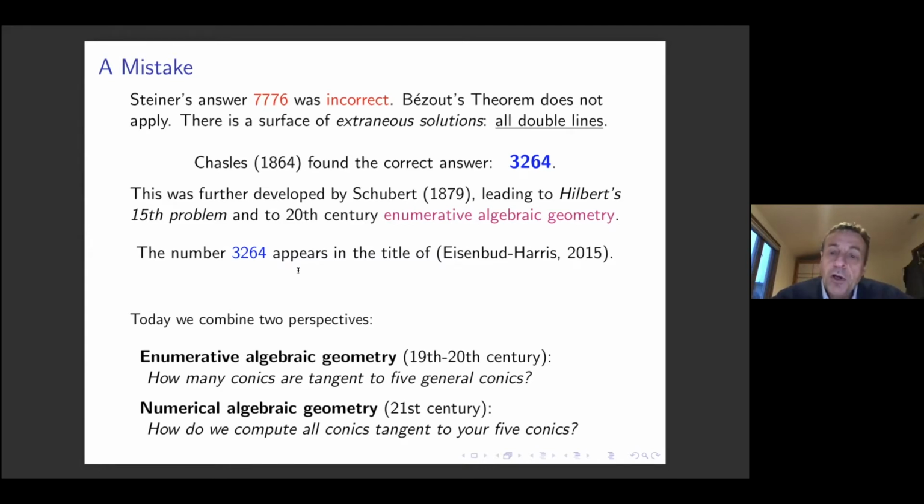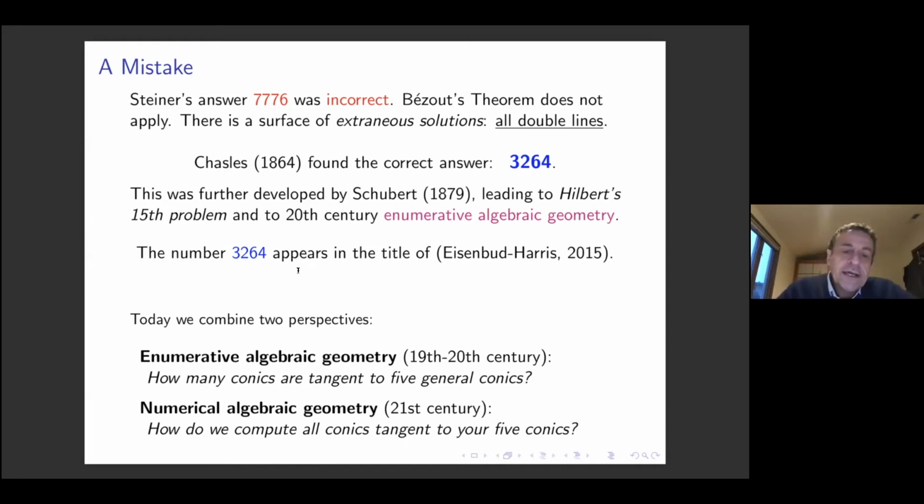There's a recent book by David Eisenbud and Joe Harris that has the number 3,264 prominently in the title. This is a very important number in the history of algebraic geometry, because Steiner's mistake really led us to understand how to do these kinds of counts in a more systematic way.